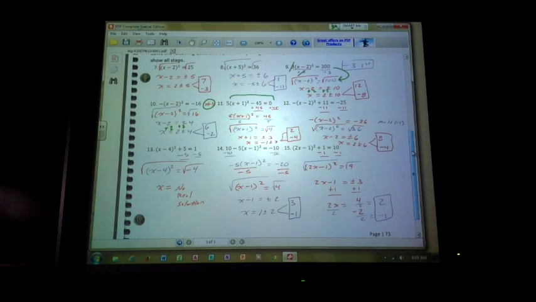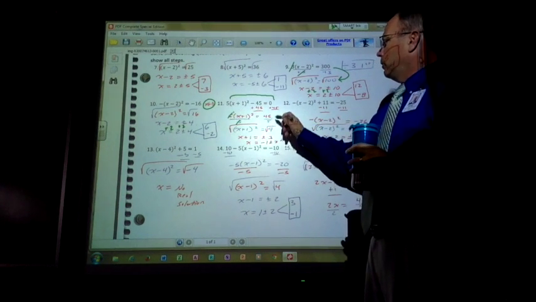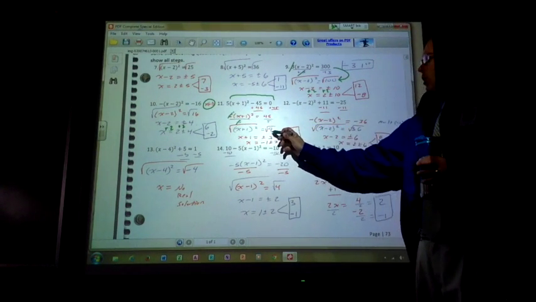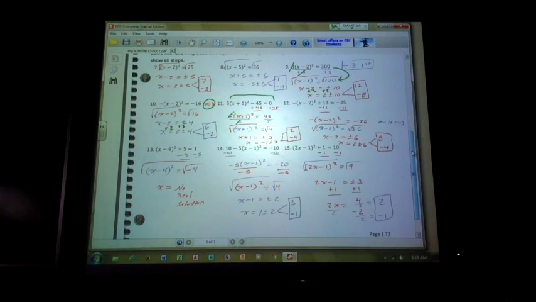Then divide each side by 5. So again, this is going to cancel with this. That's going to reduce to 9. Take the square root. Square root of 9 is plus or minus 3. So I'm going to subtract 1. Negative 1 plus 3 is 2. Negative 1 minus 3 is negative 4.